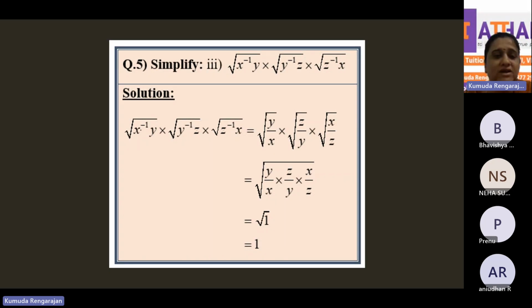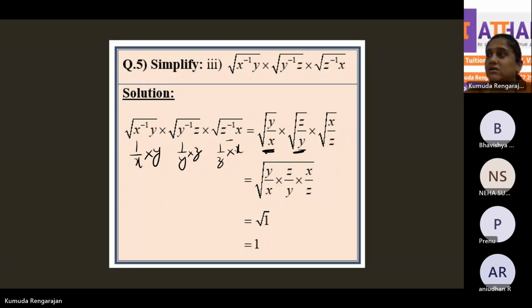So you can easily understand this one is nothing but 1 by x into y, correct? So it's y by x. What is this one? 1 by y into z. So it is z by y. And what is this? 1 by z into x. Correct? Because we understood that x to the power minus 1 is 1 by x. y to the power minus 1 is 1 by y. And z to the power minus 1 is 1 by z. So this is nothing but 1 by x into y, 1 by y into z, 1 by z into x. So that's nothing but y by x into z by y into x by z, all under the square root.